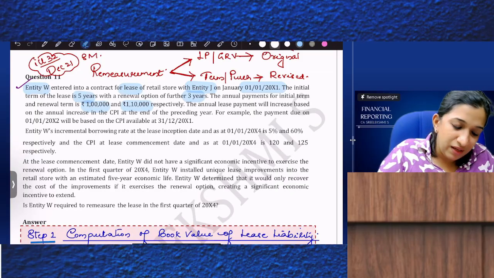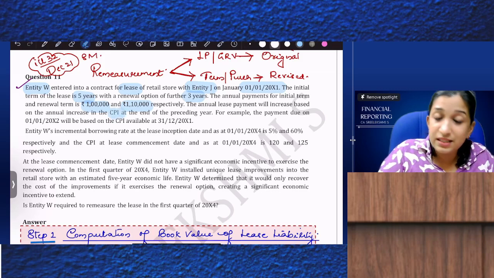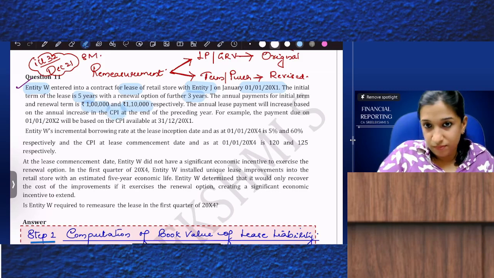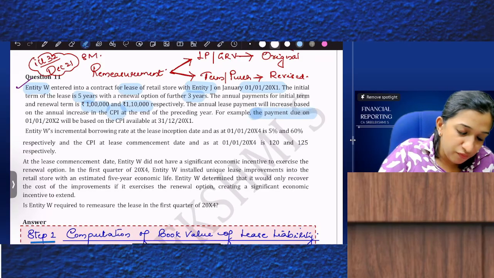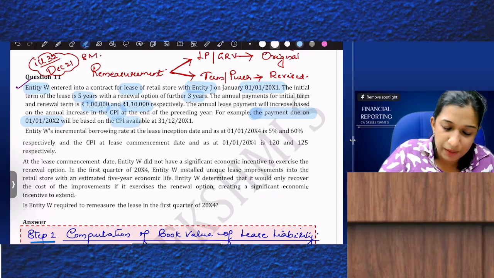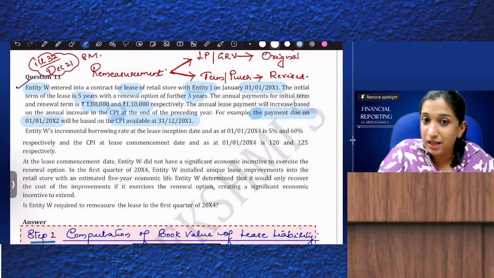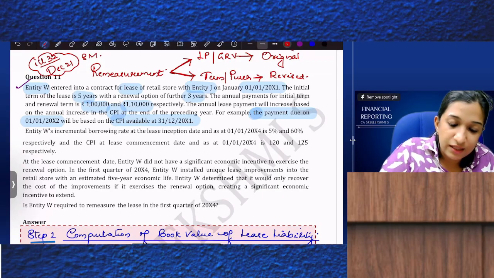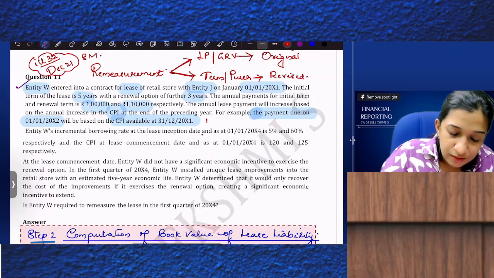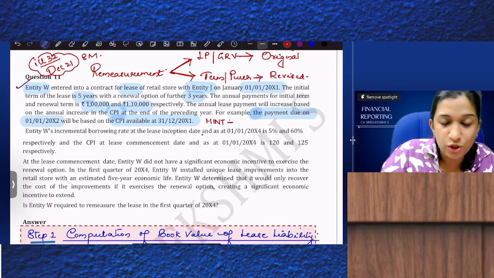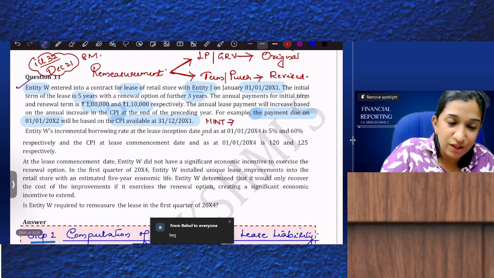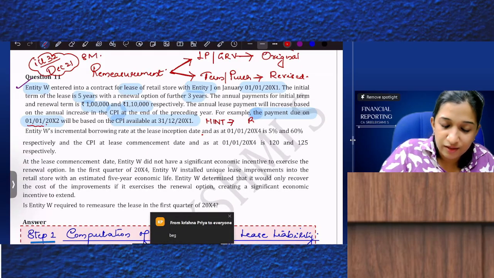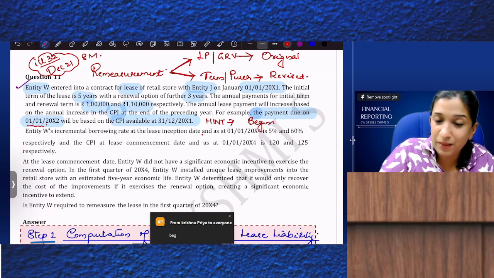The annual payment will increase based on the annual increase in CPI, consumer price index, at the end of the preceding year. For example, payment due on 1st January 12 will be based on CPI available on 31st December 2011. So here there is a hint that the payment is due. Lease payments are due on 1st January. Hint. There it is not explicitly given, but there is a hint.